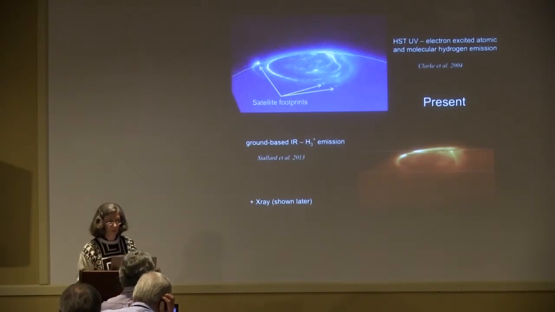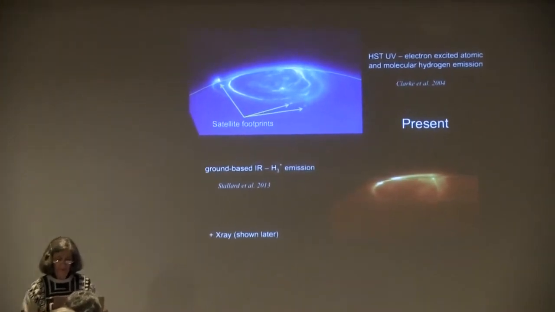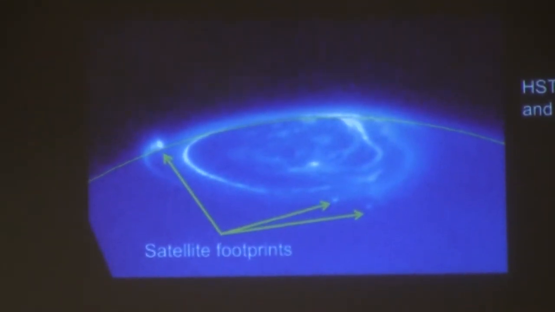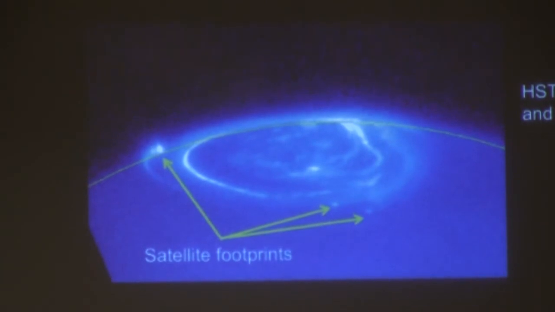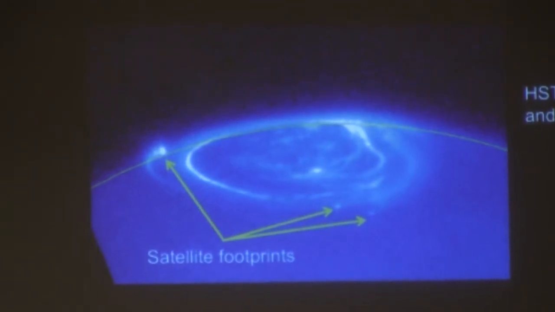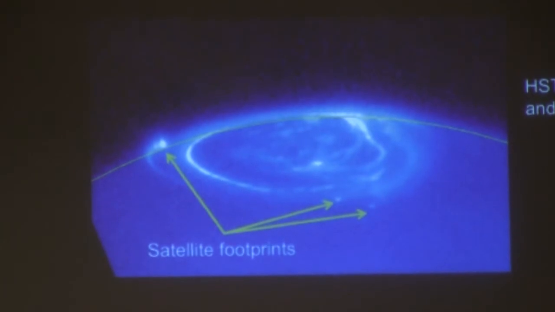By the way, this is the North Pole. There are the satellite footprints, and here we see Io, Europa, and Ganymede. The satellite footprints are fixed at the magnetic footprints of the satellite, so they don't rotate with the planet. And this is very powerful because it provides a fiducial for the location of the magnetic field near the planet, and it allows us to map the other emissions to their location in the magnetosphere much more accurately than we could without the satellite footprints.